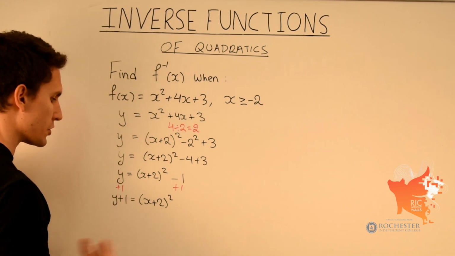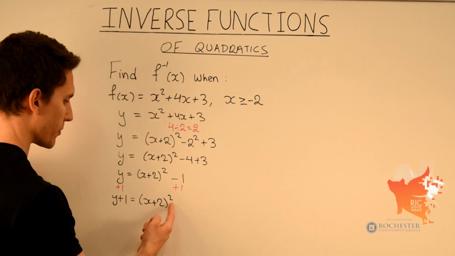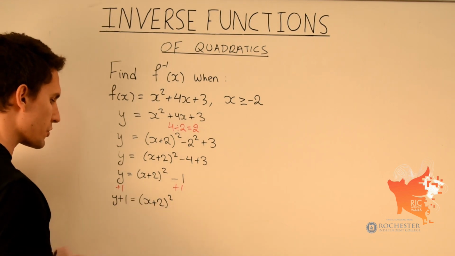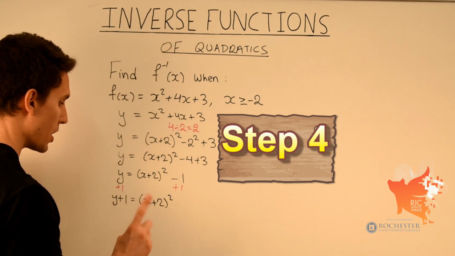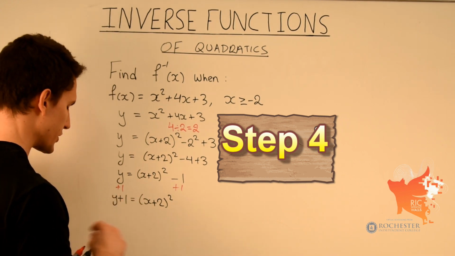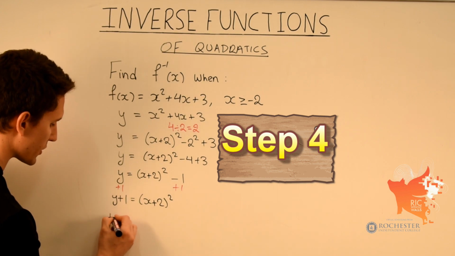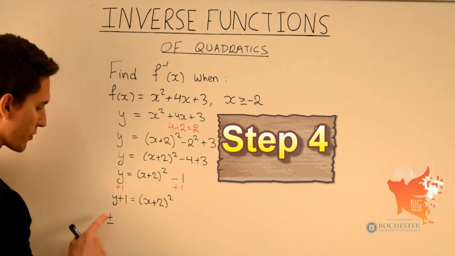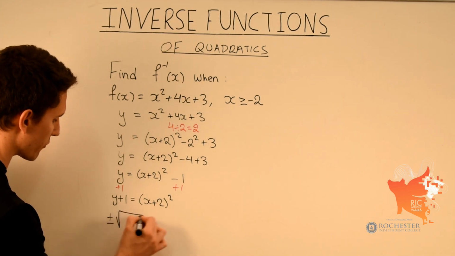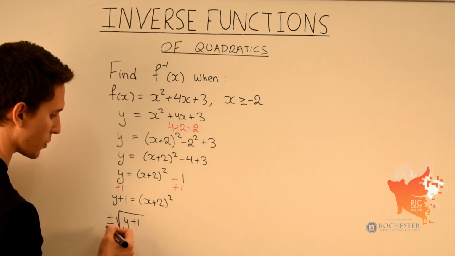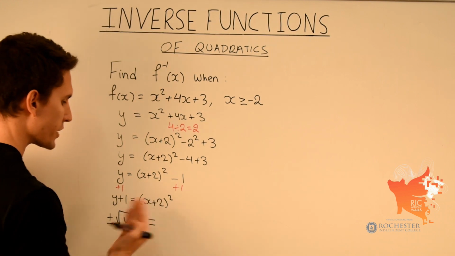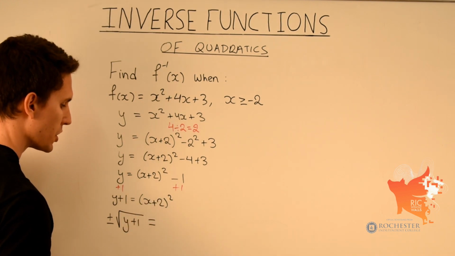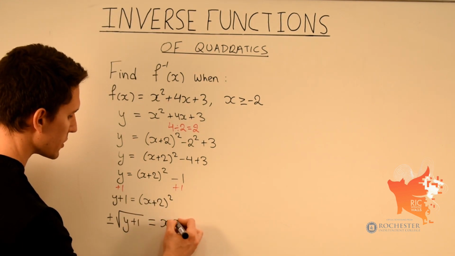So in order to do that we have to get rid of this square from the right. In order to do that we just square root both sides effectively. But remember, whenever you square root both sides, you will need to put a plus minus here. So we've got plus minus the square root of y plus 1, which is what we had on the left, and then we've got equals. Now on the right, because we've square rooted this expression, we simply have x plus 2.